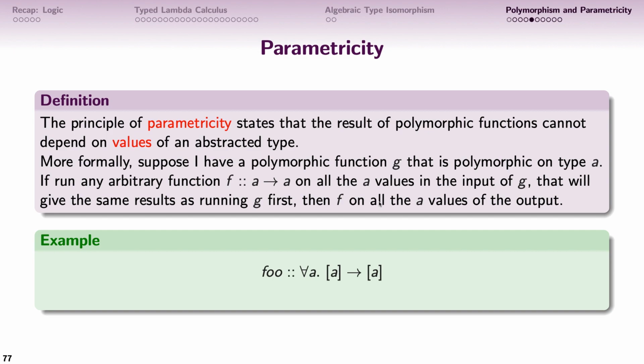So as an example, suppose I have this function foo. I don't know anything about what it does, and it takes in a list of A's and returns a list of A's. So as we saw before with head, this output list of A's must consist entirely of elements that are taken from the input list of A's. And there's nothing this function can do that would change its behavior based on which values of type A are in there, right?